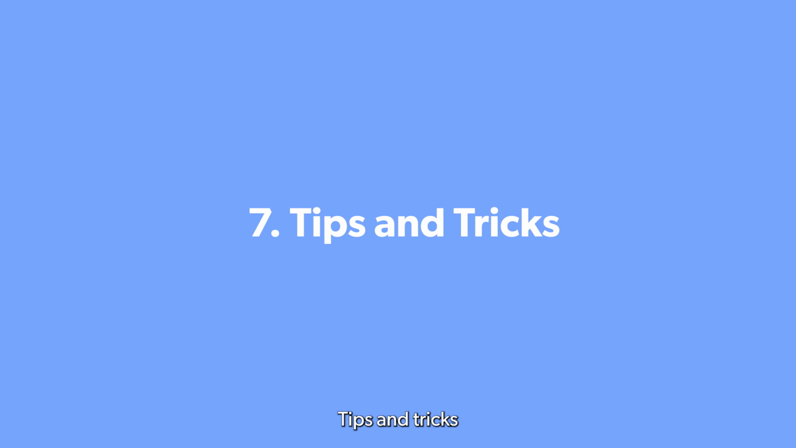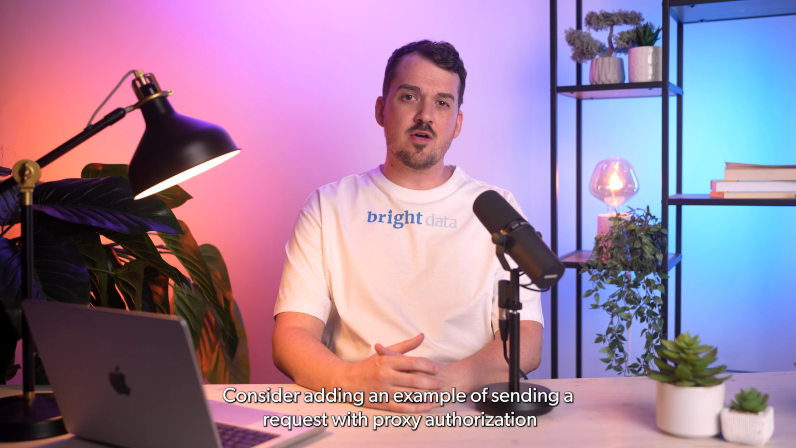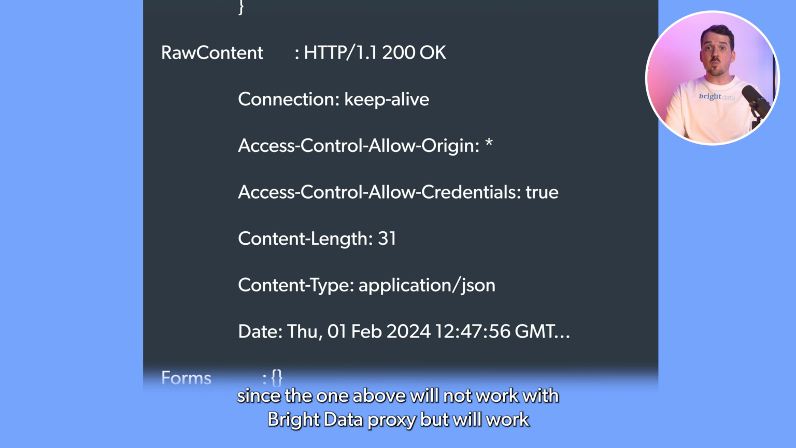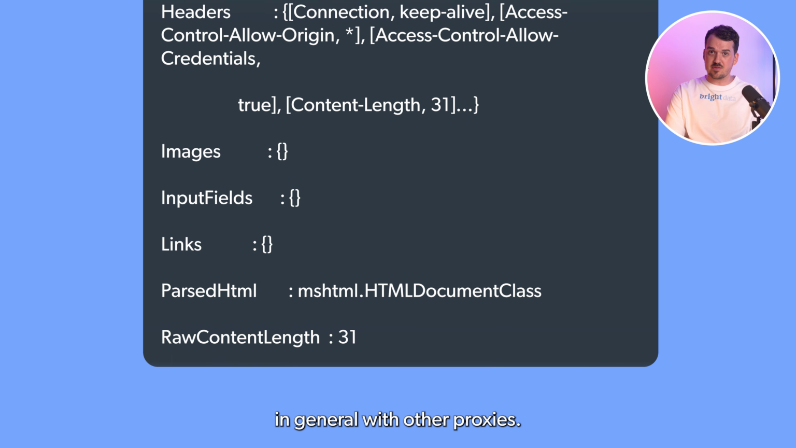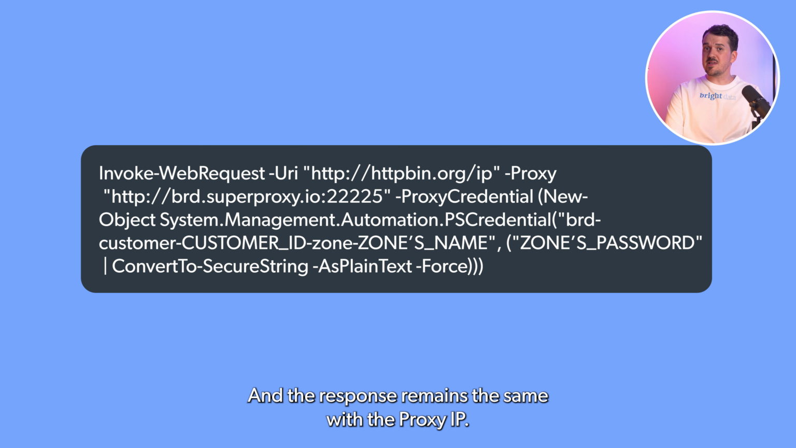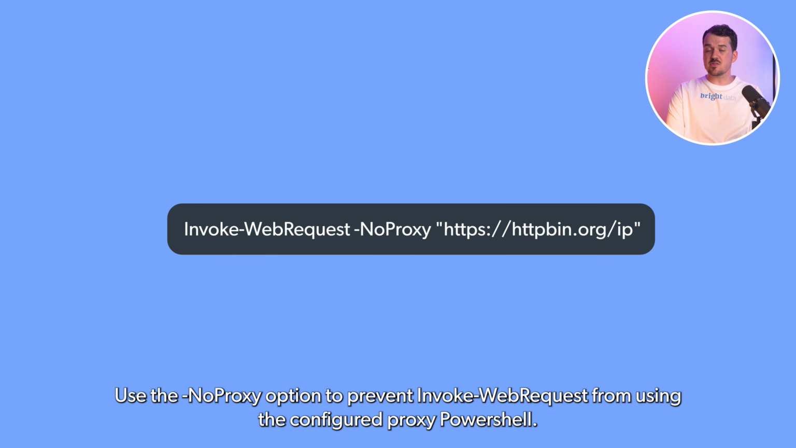Tips and tricks. Consider adding an example of sending a request with proxy authorization, since the one above will not work with BrightData proxy, but will work in general with other proxies. Our request looks like this, and the response remains the same with the proxy IP. Ignore proxy configuration. Use the -NoProxy option to prevent Invoke-WebRequest from using the configured proxy in PowerShell.